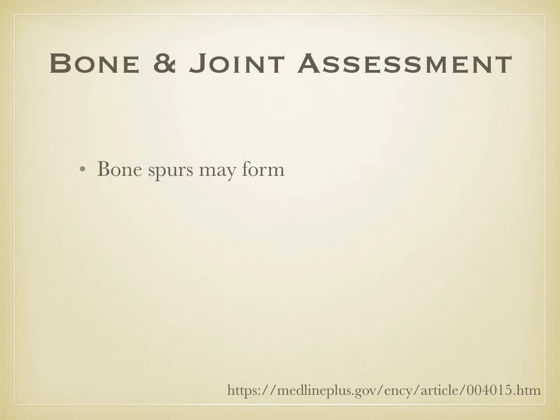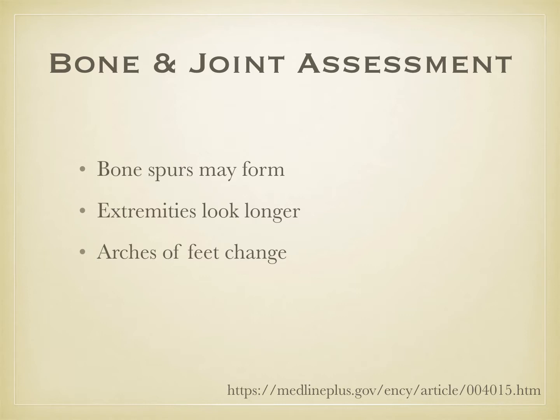Bone spurs may also form on bones. Extremities may appear longer when compared to the shortened trunk because long bones do not shorten and compress as the spine does. The arches of the feet also degenerate and cause further loss of height.